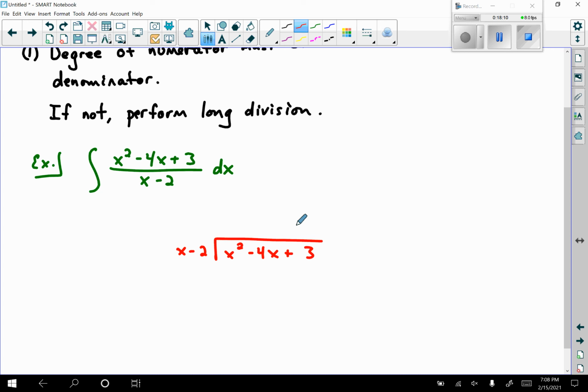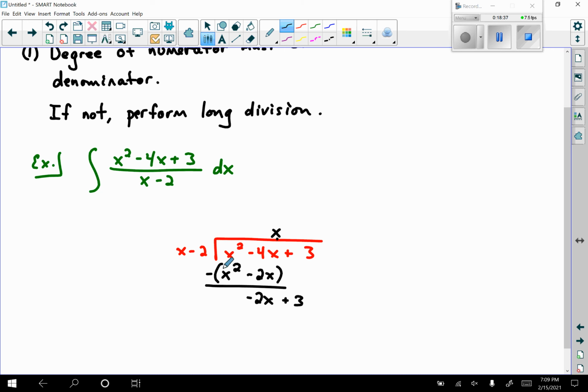So now x goes into x squared just x times. So if I multiplied x times x, I'd get x squared. Well, here's my x term, so I'm going to put it over that. Then I go back and I multiply. x times x is x squared. x times a negative 2 is a minus 2x. Then I subtract. x squared minus x squared is gone. Be careful here. Negative 4x minus a negative 2x becomes negative 4x plus 2x. I get a negative 2x. Then I bring down my plus 3.